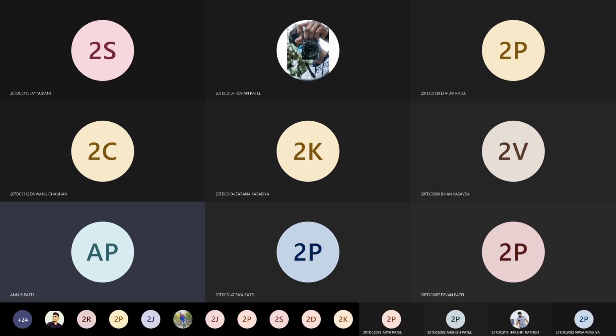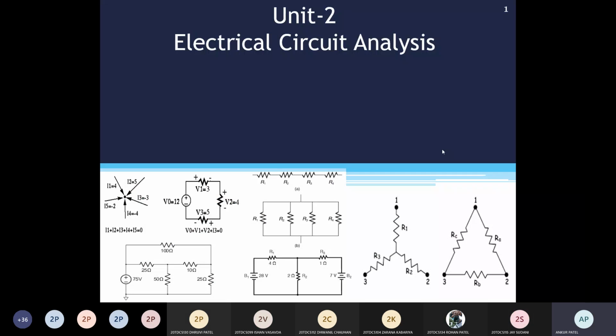KVL, KCL. Then how to apply KVL and KCL in electrical circuits, and some rules to remember to apply KVL and KCL.